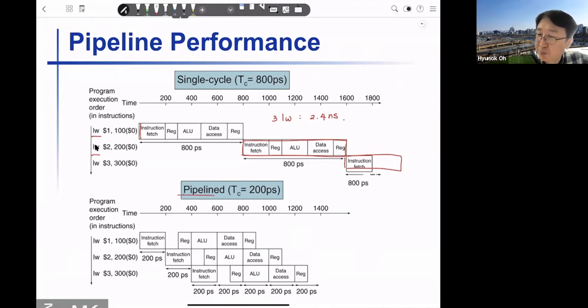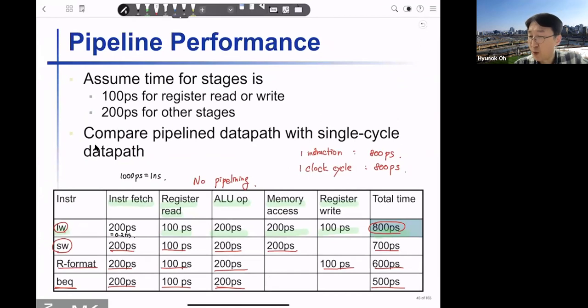If we apply pipelining, then what do we have to do? In the pipeline case, this single one is one stage. Some stages take 200 picoseconds, some stages take only 100 picoseconds. Which one do you have to choose? We have to choose the longest one. So the clock cycle is now 200 picoseconds. After 200 picoseconds, we can finish the instruction fetch. So that work is going to the register read.